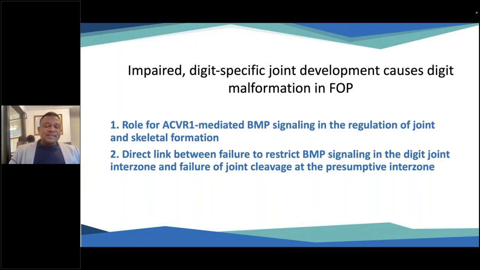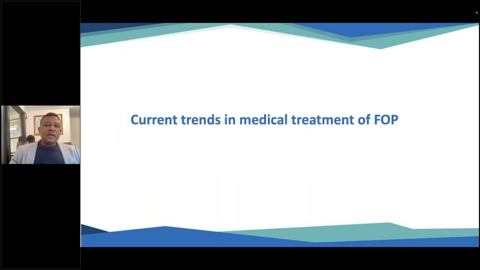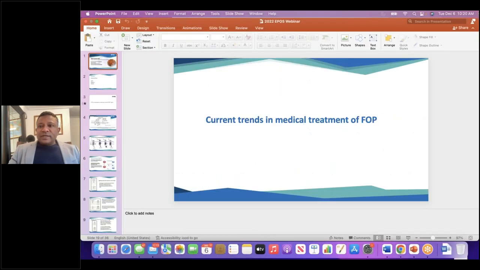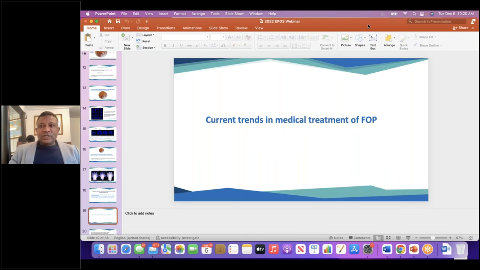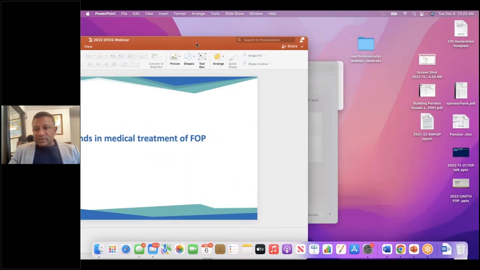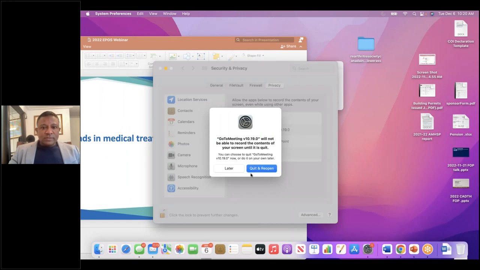So to summarize the data so far, we know that this impaired digit-specific joint development, which is characteristic of FOP, is the result of an ACVR1-mediated BMP phenomenon. And there's a direct link between the failure to restrict BMP signaling in the digit interzone and failure of joint cleavage in the presumptive interzone. So with that, I want to finish my first part of the presentation and allow Dr. Kenneth to come back to resume his talk.